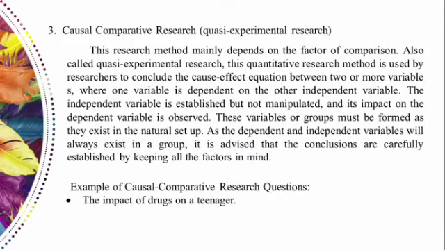And the third type is causal comparative research. This research method mainly depends on the factor of comparison, also called quasi-experimental research. This quantitative research method is used by researchers to conclude the cause-effect equation between two or more variables, where one variable is dependent on the other independent variable. Example, the impact of drugs on a teenager.